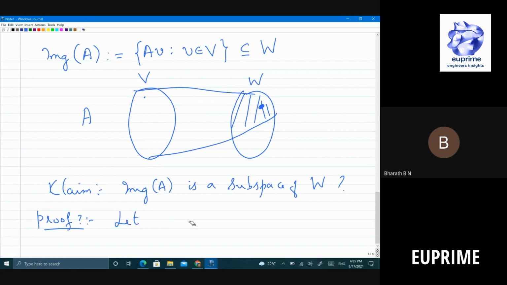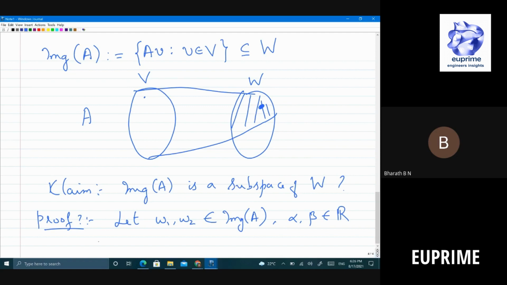Let me not use v here. So what should I do? Let's say w1, w2 belong to the image of A. You take two vectors in the set, and two numbers alpha, beta belonging to R. Well, if your vector space is over C, then alpha, beta belong to C. Now you take these two vectors. What is it that you need to show? You need to show that the linear combination belongs to the image.